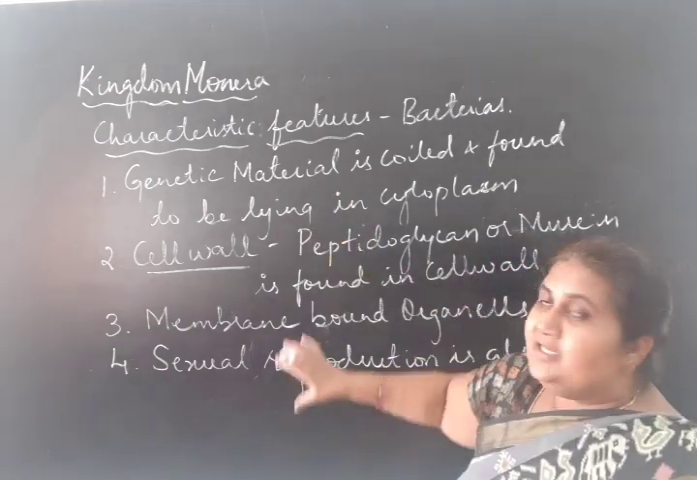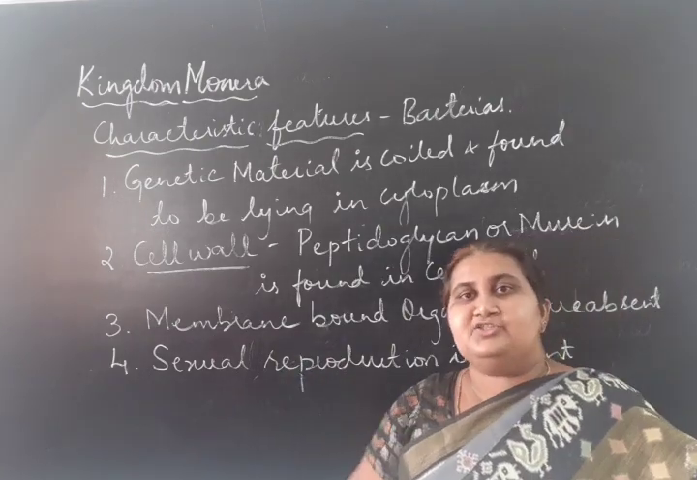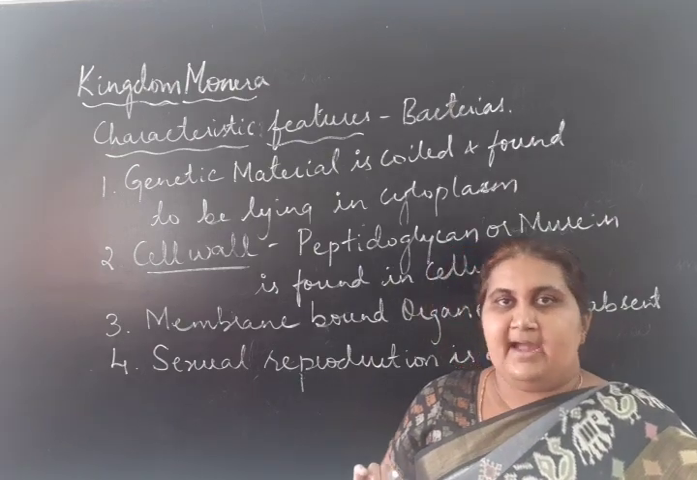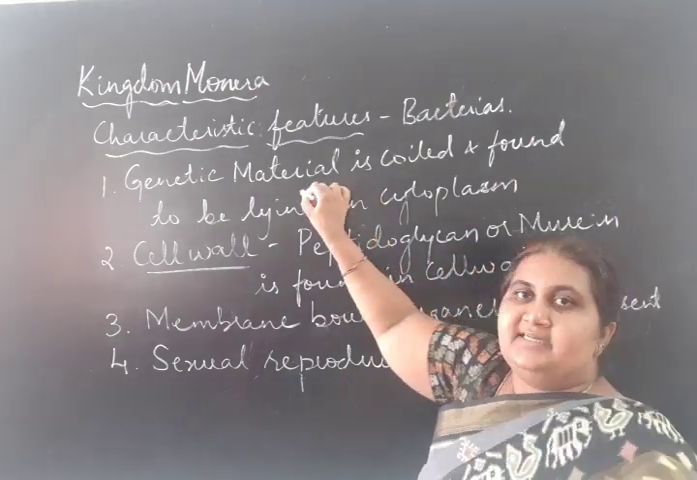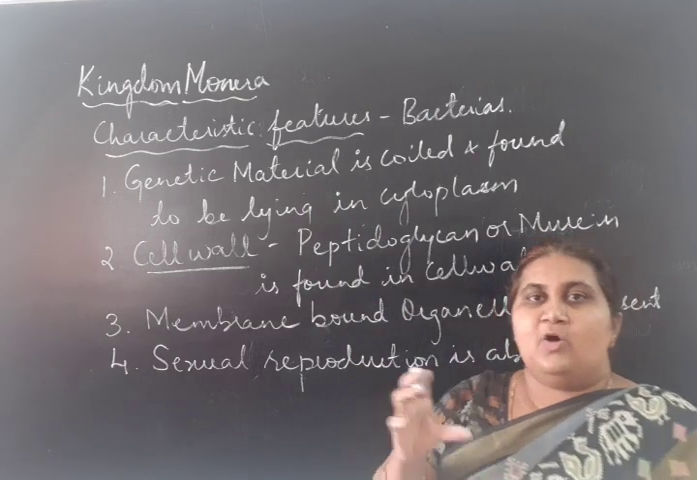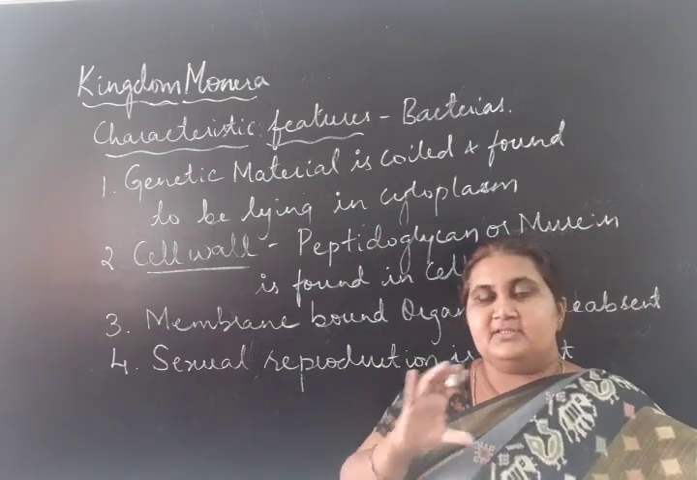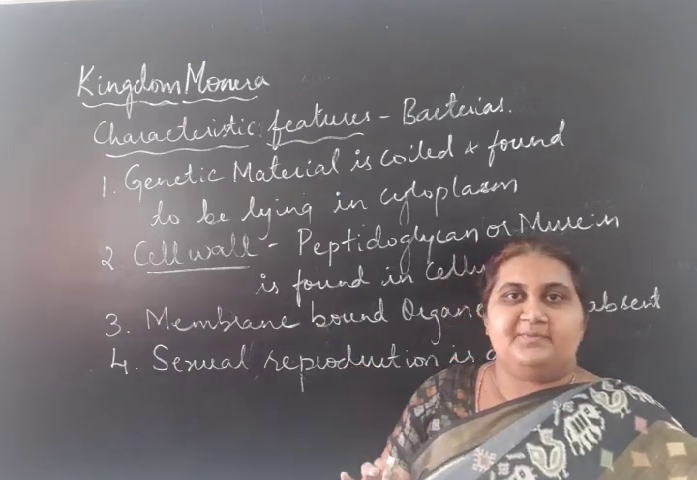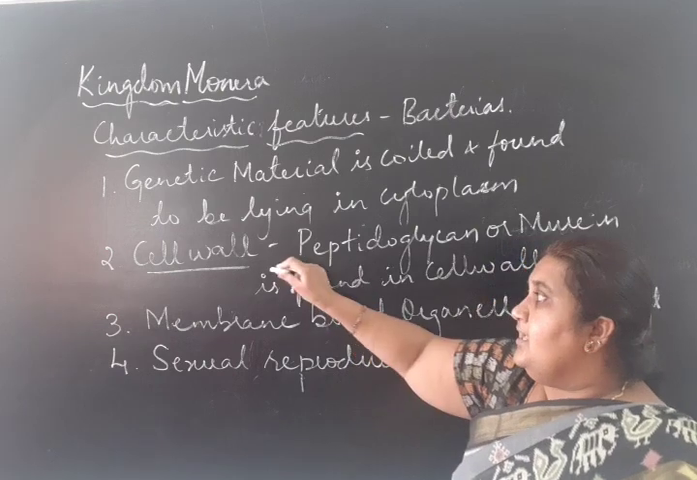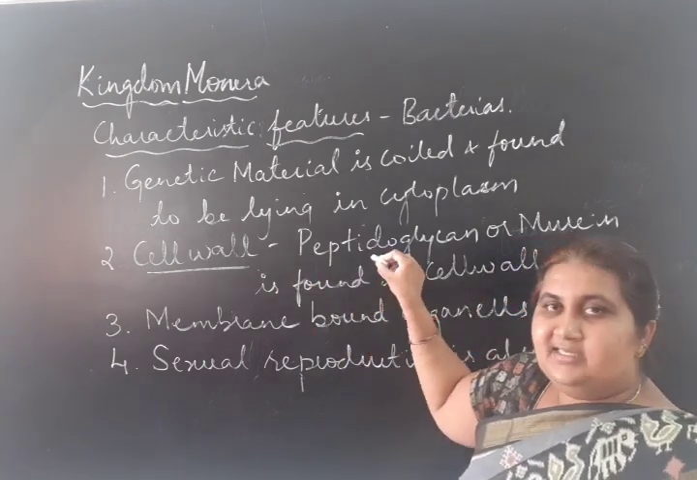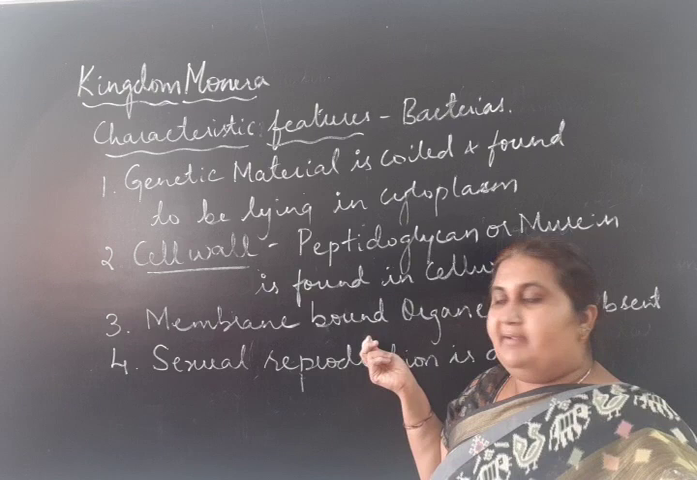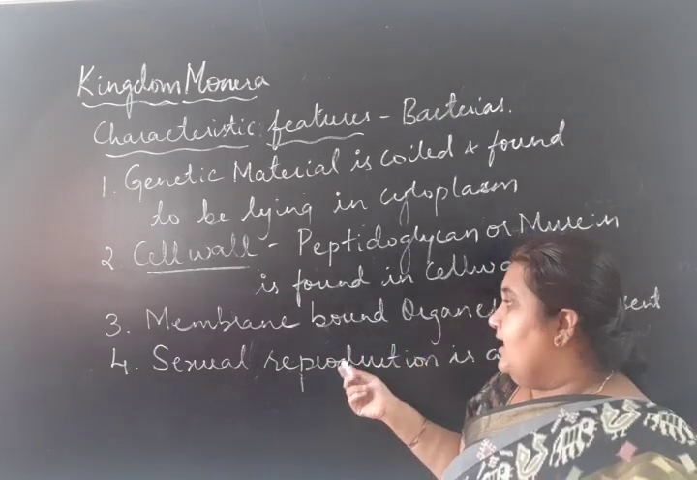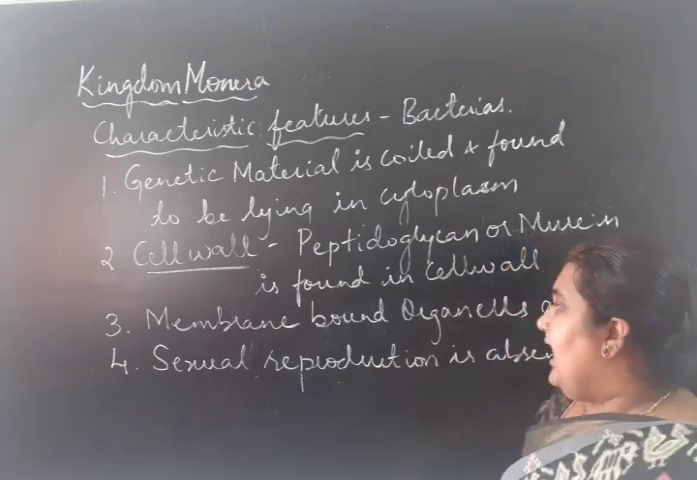So these are the important general characteristic features found in different groups of bacteria. The genetic material is not organized within a nucleus; it is coiled and found lying in the cytoplasm. The cell wall is made up of peptidoglycan. Membrane bound organelles are absent in the cytoplasm, and sexual reproduction is absent.